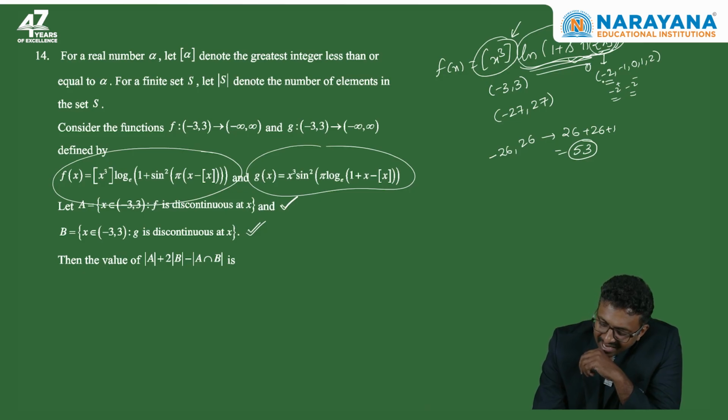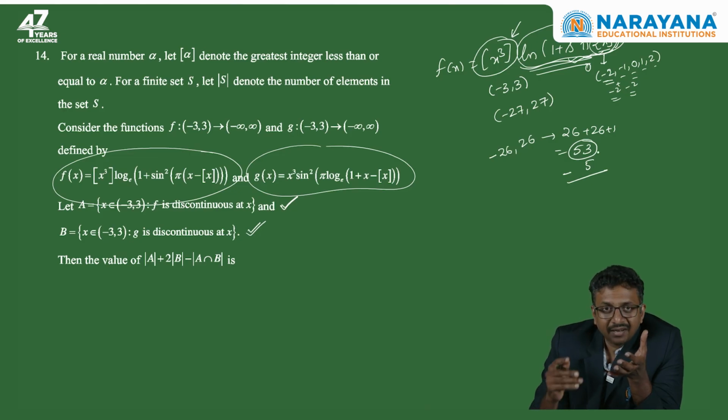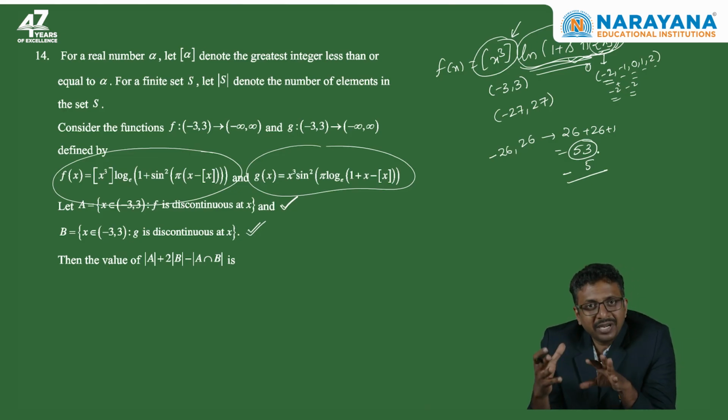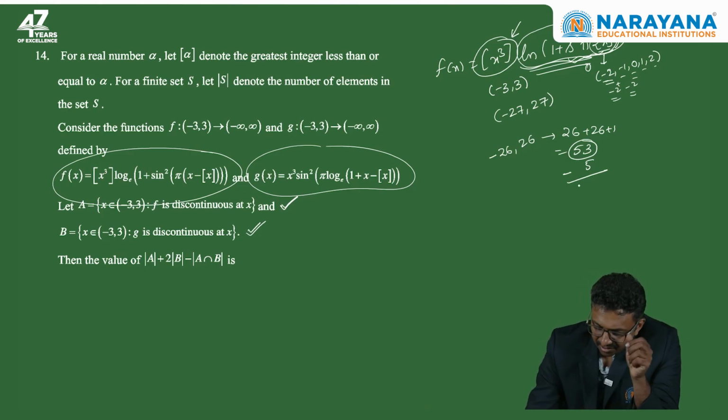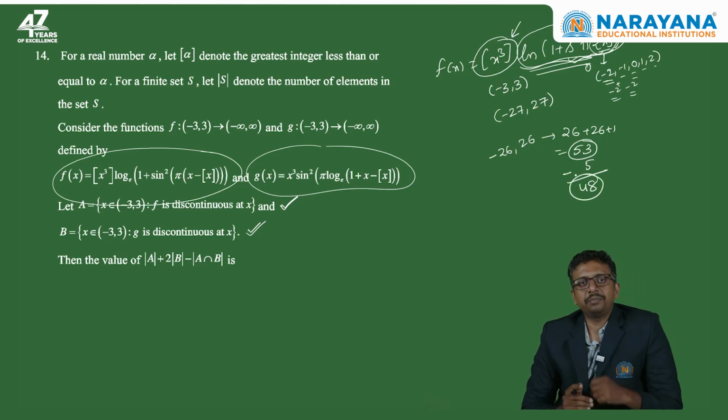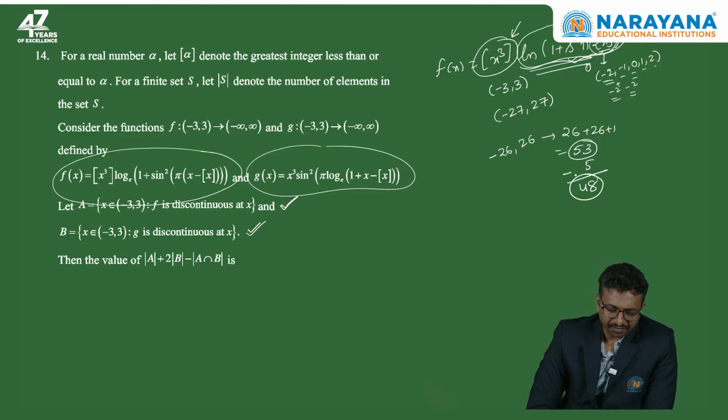So you can see that at -2, -1, 0, 1, 2, at these 5 points, the value of the second function is 0. So among these 53 points, these 5 points are going to be the points where the discontinuity is managed and the effective function becomes continuous. So, 48 points of discontinuity for the first function.